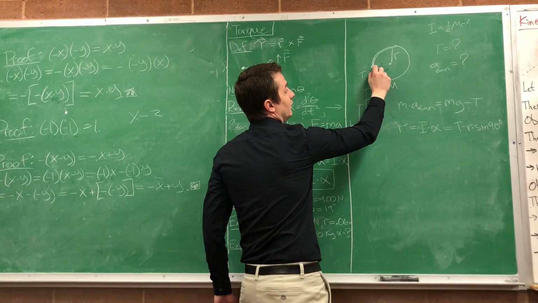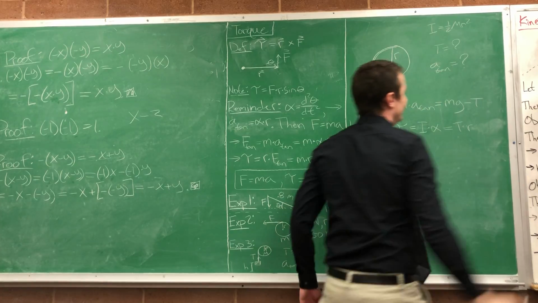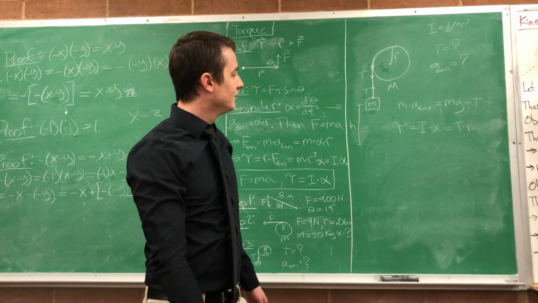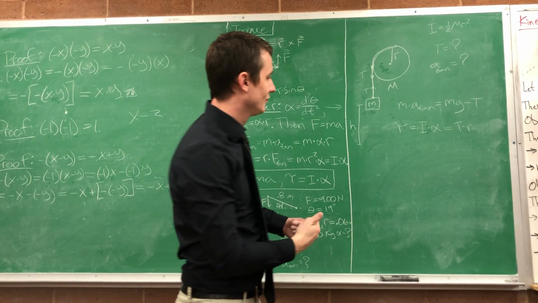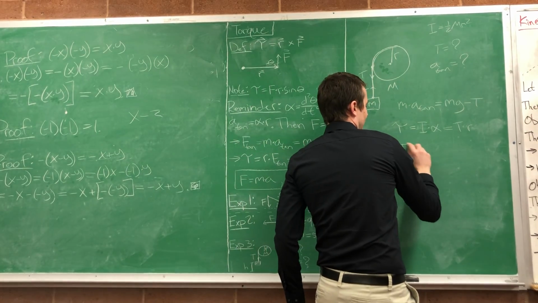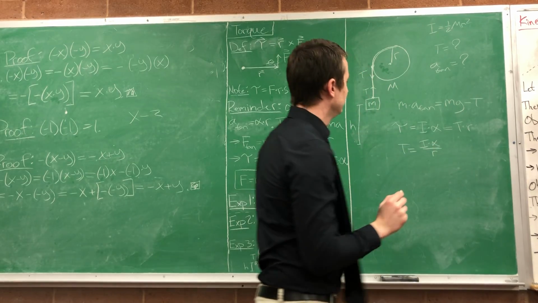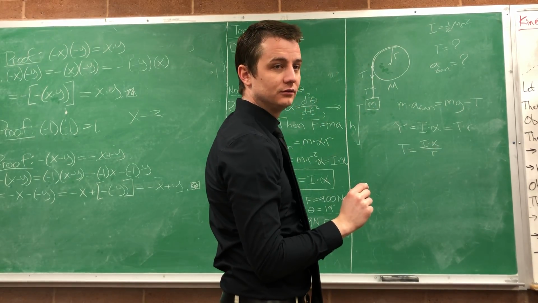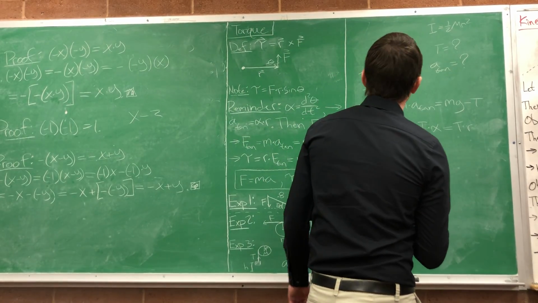It's at a right angle. Yep, that makes sense. Okay. Good? So T is equal to I. No, it's not. Now T is equal to R. So we can say T is equal to I times alpha over R. Right? And you can take an R out of the I.